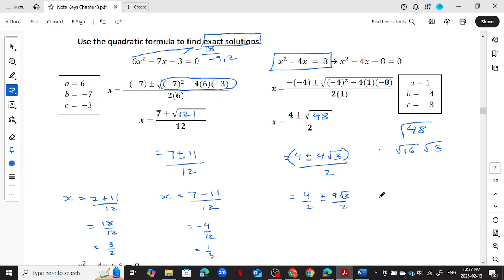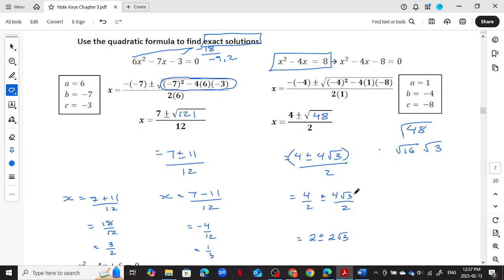And the key thing there is that you can't just divide this 4 by 2. A lot of people are like, oh yeah, 4 divided by 2, done, I've done the division. Well, no, both of these terms are getting divided by 2. So you have to do 4 divided by 2 and 4 root 3 divided by 2. And then that would simplify to 2 plus or minus 2 root 3.